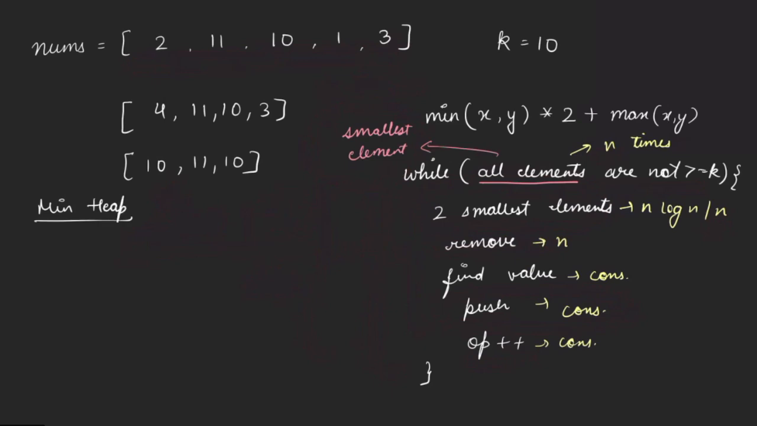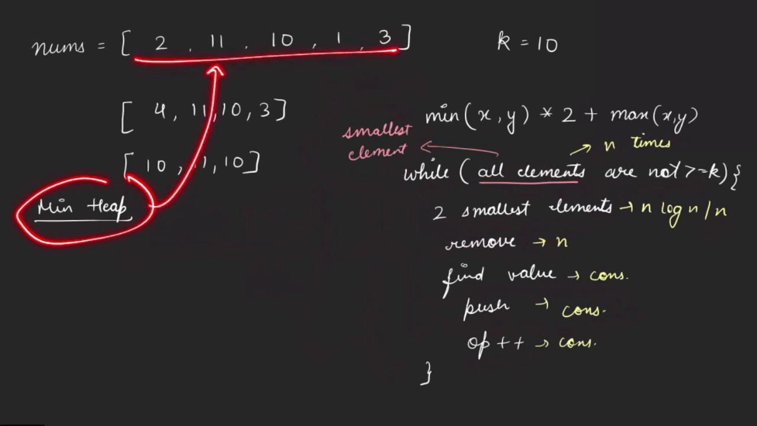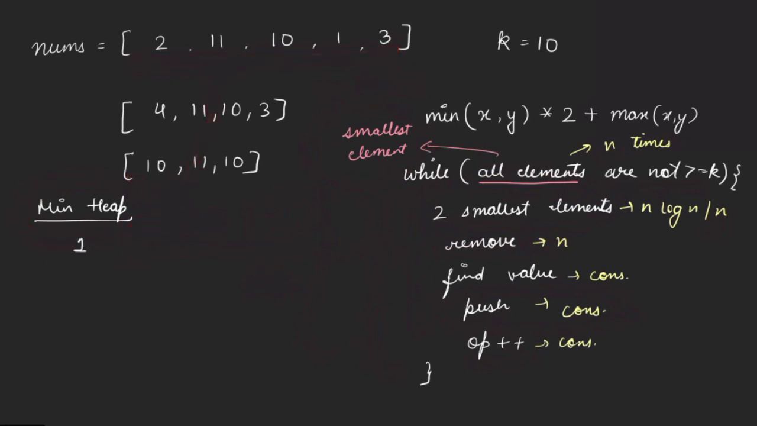So what we can do is take a min heap, which will be implemented using a priority queue, and in this we can insert all the elements of the nums. So it will look like 1, 2, 3, 10, 11. This is how the elements will be inserted into the min heap. The smallest element will be at the top, right? Now what will our code look like?